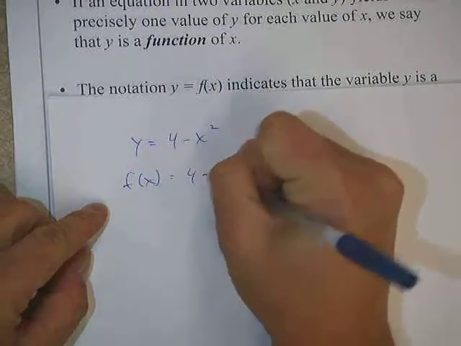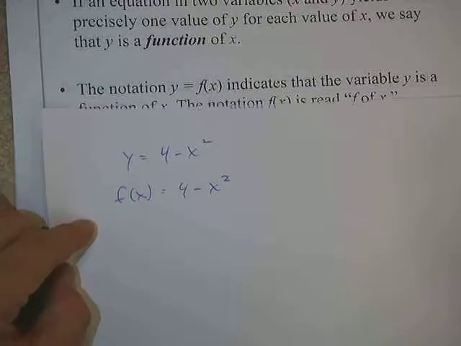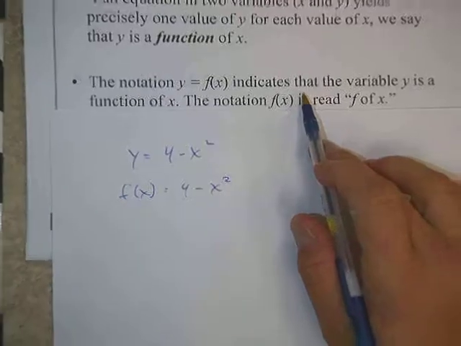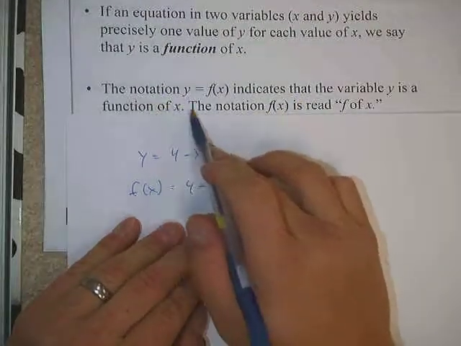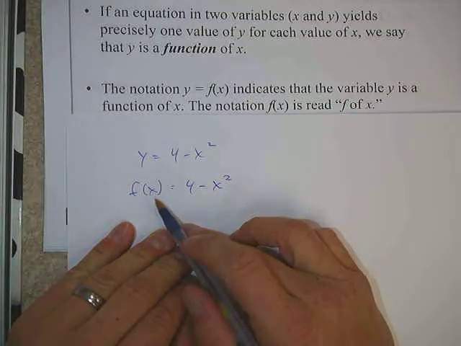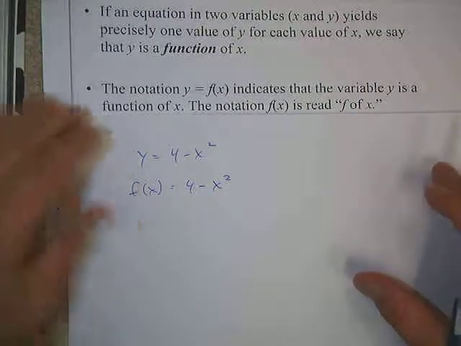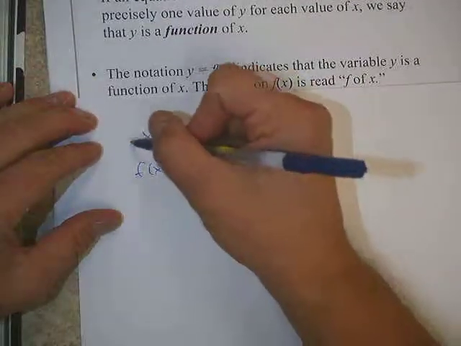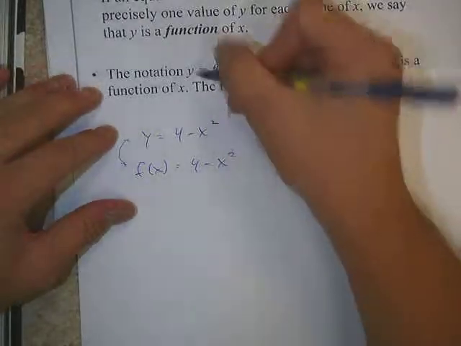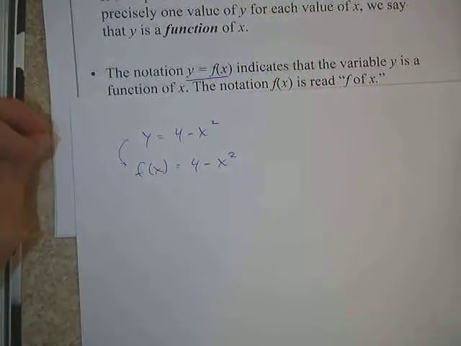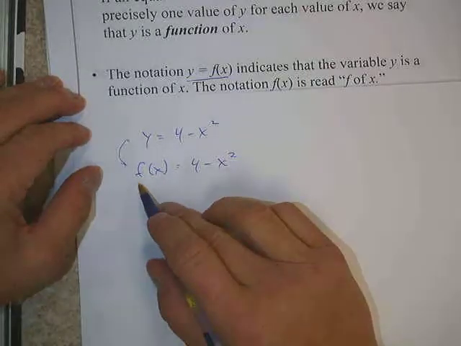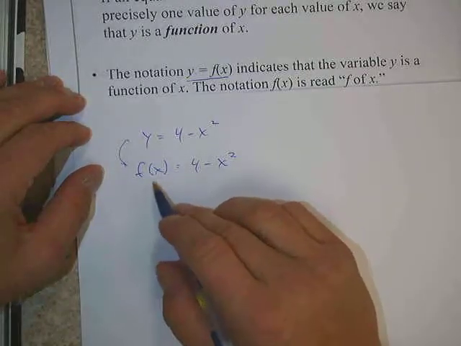A minute ago when I had the equation y equals 4 minus x squared, okay? If we use function notation, we would write that as f of x equals 4 minus x squared. And as stated in line 2 here, the notation f of x is read "f of x." So when I said that a minute ago, I said f of x equals 4 minus x squared. Now you'll notice that these two are essentially interchangeable. Okay, y and f of x are essentially the same thing. Okay, just like we have here, y equals f of x.